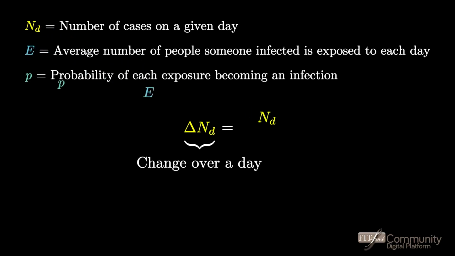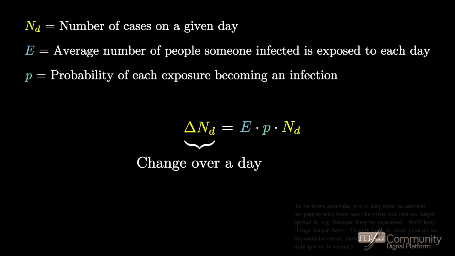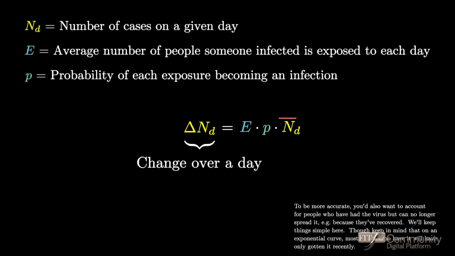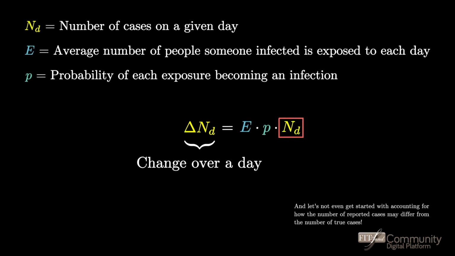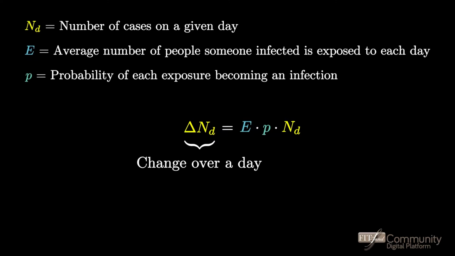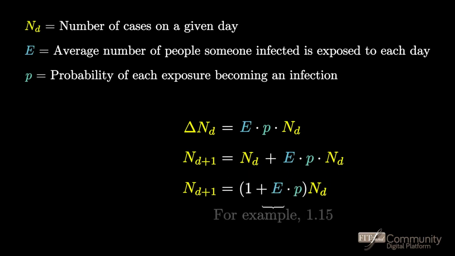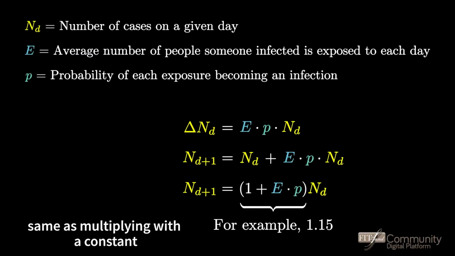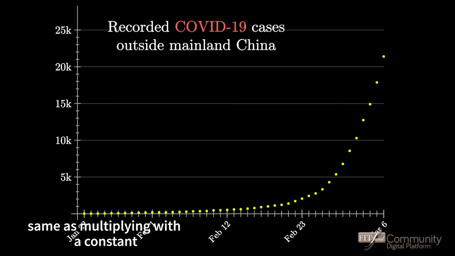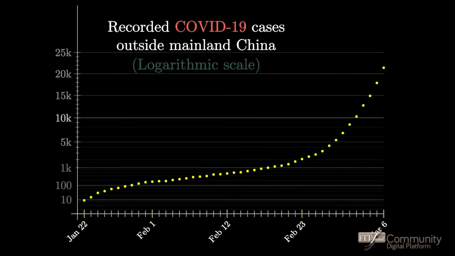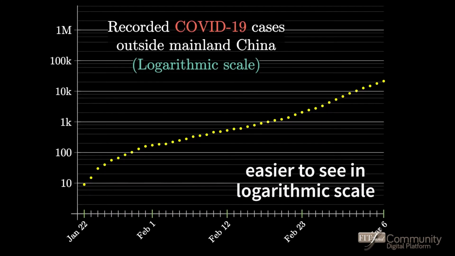So the equation is the number of cases change over a day equals the average number of people somebody infected on a day times the probability of being exposed. And then using simple factoring, you can simplify the equation. You factor out the n, and it comes to the following: 1 plus e times p times n. And that's the multiplication constant that you use in multiplying to get to exponentiality.